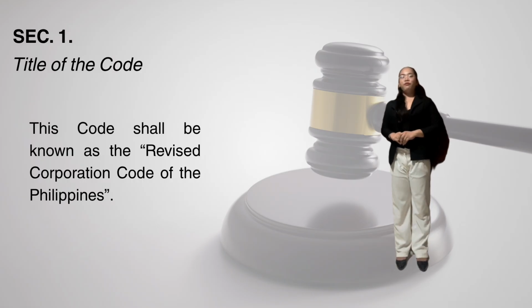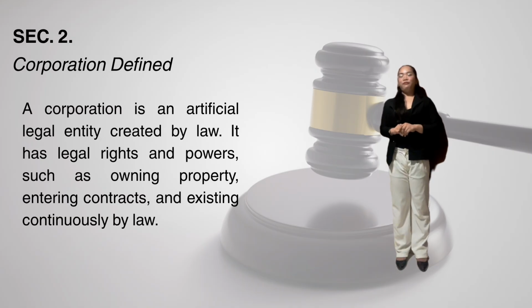Section 1, Title of the Code. This section gives the official name of the law, which is the Revised Corporation Code of the Philippines. It replaced the old Corporation Code of 1980 to make the law more updated, digitalized, and business-friendly. In short, whenever we talk about corporations in the Philippines today, we're referring to the Revised Code, Republic Act No. 11232. For example, when citing the law in reports or legal documents, we say, under the Revised Corporation Code of the Philippines.